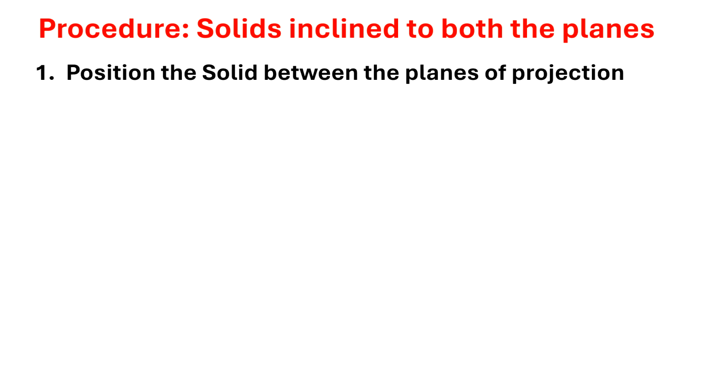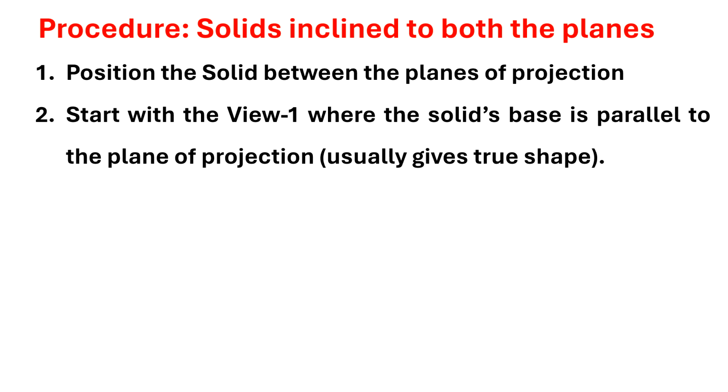First of all, we need to position the solid between the planes of projection. After positioning the solid, we need to start with view 1, where the solid base is parallel to the plane of projection. Usually it gives the true shape.